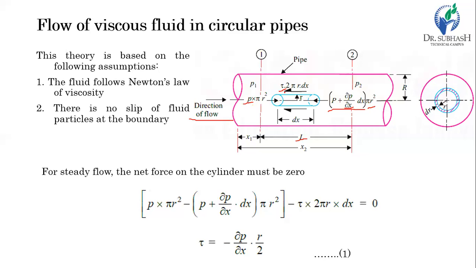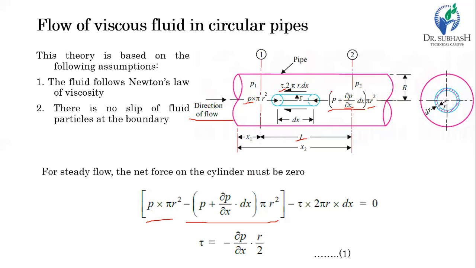And let's consider that the cylindrical portion or cylindrical volume is in the equilibrium condition. So net force on the cylindrical volume is 0. So if we consider left to right direction as positive, then P into pi r square, it is left to right, so it is positive. This one is in the perpendicular and opposite direction, so it will be negative. So minus (P plus del P by del x into dx). This is another pressure force. So this whole bracket is a pressure force.